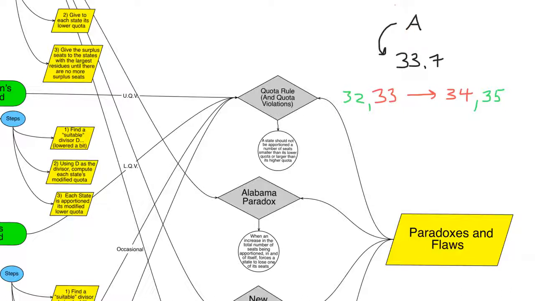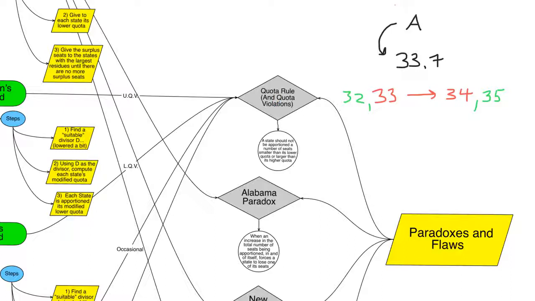That's too much because the standard quota for state A was 33.7, and it would be obnoxious to give state A 35 seats. To people who study the apportionment methods, that just seems very unfair. So that's the quota rule. Basically, if a state gets a standard quota, at the end of the day, after applying whatever method, it should be the case that the state does not get less than the lower quota and does not get more than the upper quota. So that's the quota rule.